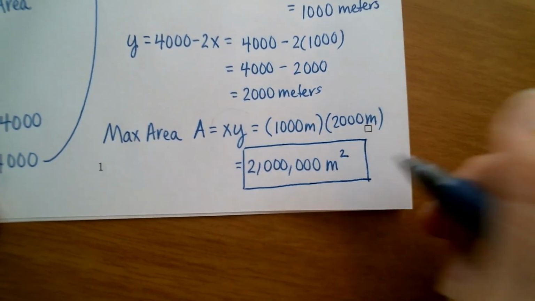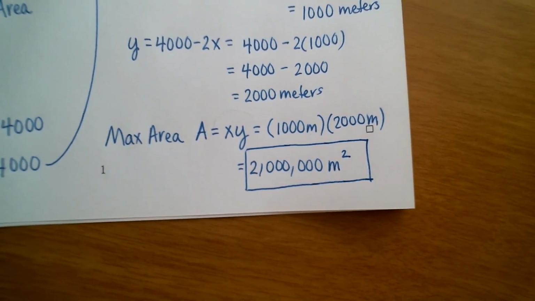Again, if you had been working in feet, it would have been square feet. Think about your apartment or your house. It's measured in square feet. It's the same kind of thing here, meters squared or square meters. It's whatever units squared for area. And that's the end of this problem.